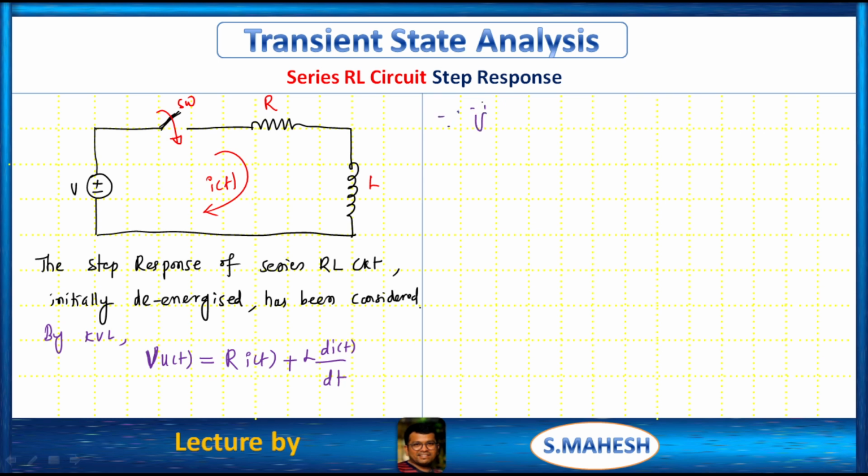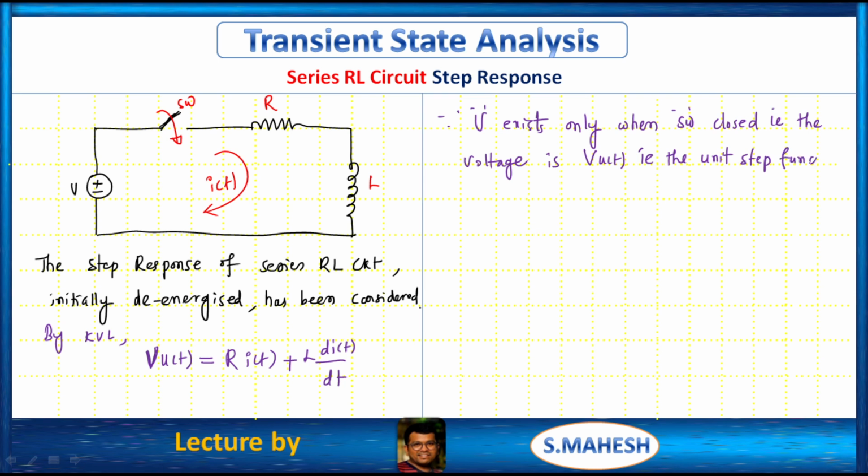Since V exists only when the switch is closed, the voltage is V into u(t), that is, the unit step function.